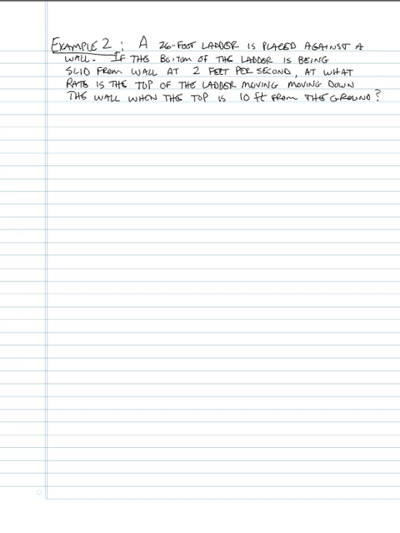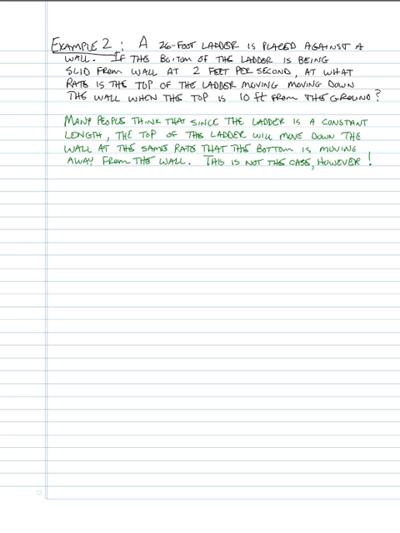Well, let me make a statement here. Intuition would lead us to believe that since the ladder is a constant length, the top of the ladder will move down the wall at the very same rate as the bottom of the ladder is moving away from the wall. But this is not the case. And so you have to really be careful with just using your gut instinct or your intuition, because it will lead you astray many times, and we'll see that as we're solving this problem.